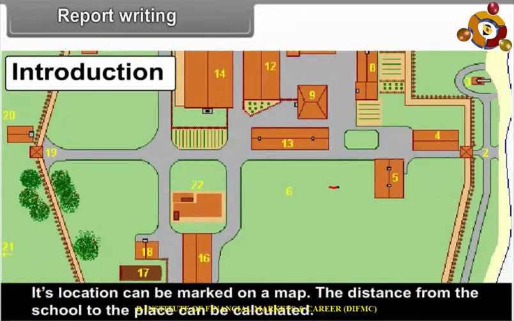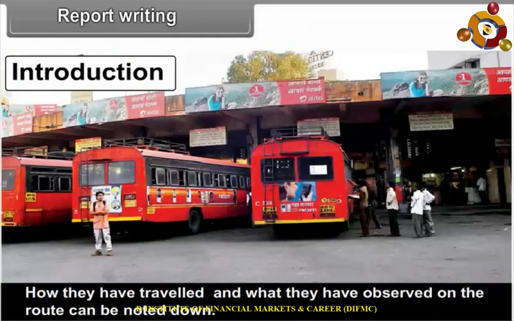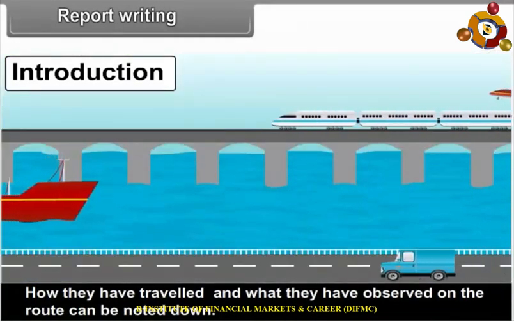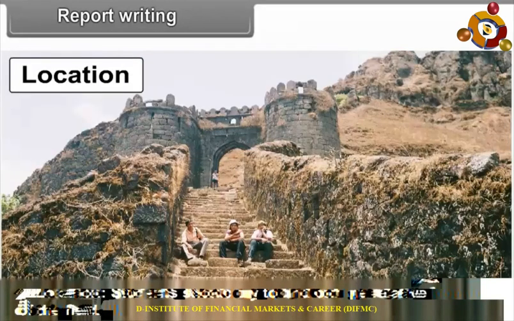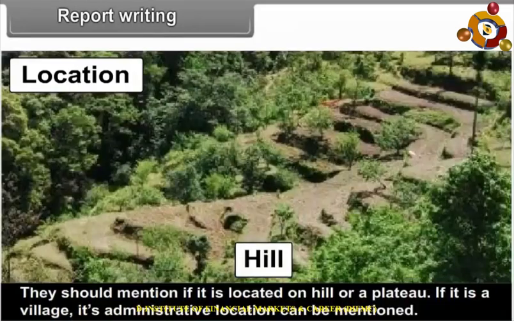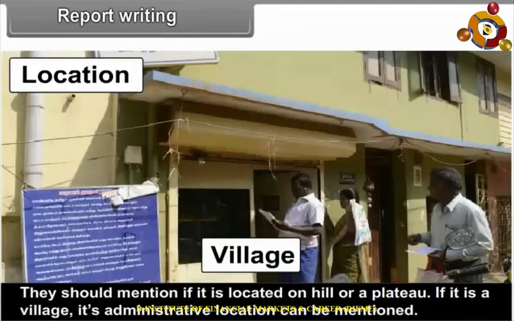Its location can be marked on a map. The distance from the school to the place can be calculated. How they have travelled and what they have observed on the route can be noted down. 2. Location. Students should try to find out the relative location of the field. They should mention if it is located on a hill or a plateau. If it is a village, its administrative location can be mentioned.